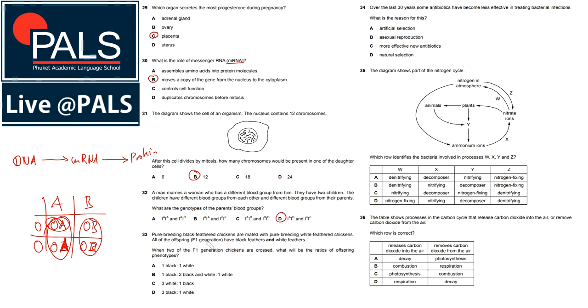Pure breeding, black feathered chickens are mated with pure breeding white feathered chickens. All of the offspring in the F1 generation have black feathers and white feathers.